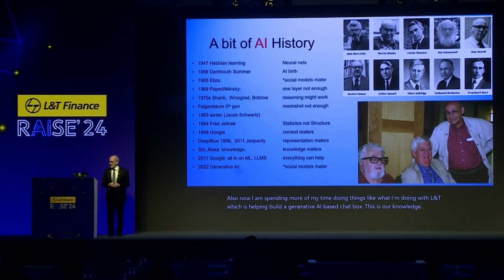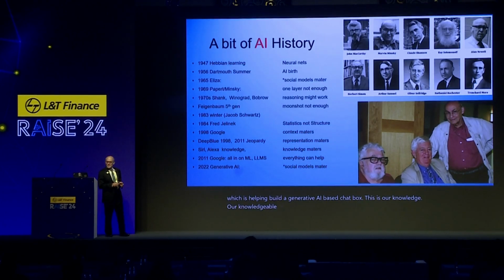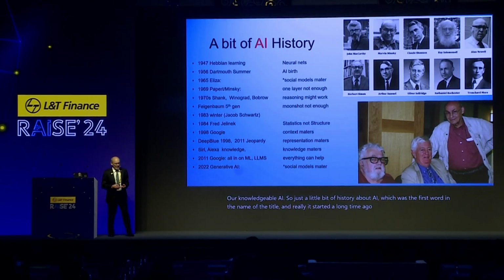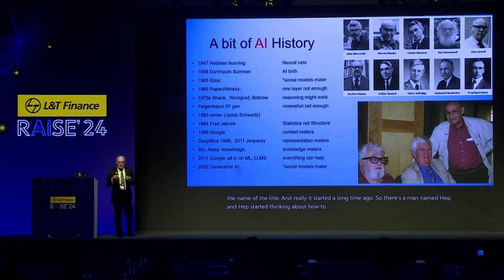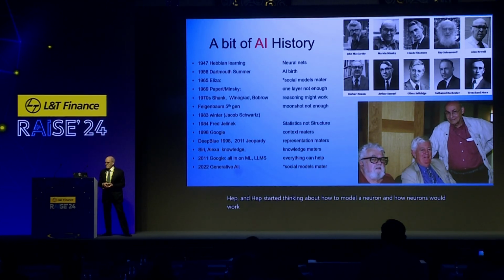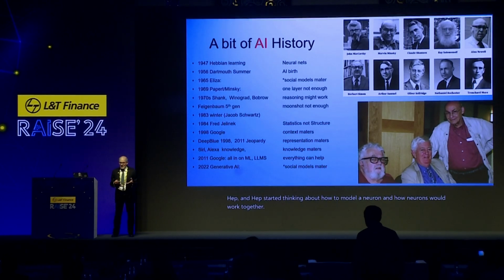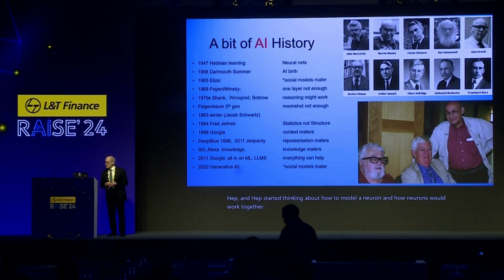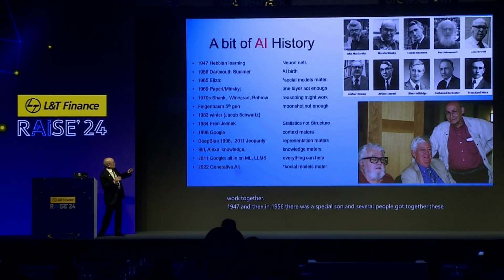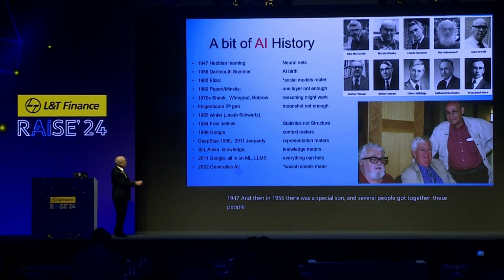knowledgeable AI. So just a little bit of history about AI, which was the first word in the title. Really, it started a long time ago. There's a man named Hebb, and Hebb started thinking about how to model a neuron and how neurons would work together in 1947. Then in 1956, there was a special summer, and several people got together. These people that you have the picture of over here, they got together and talked about it.